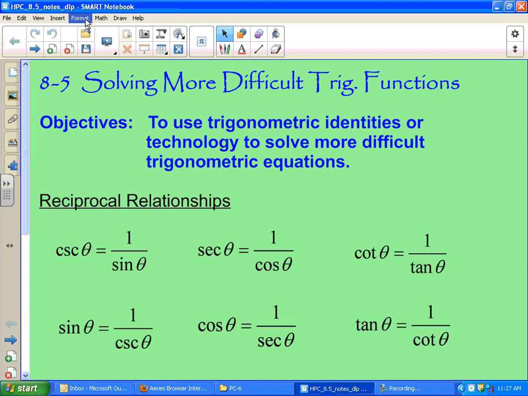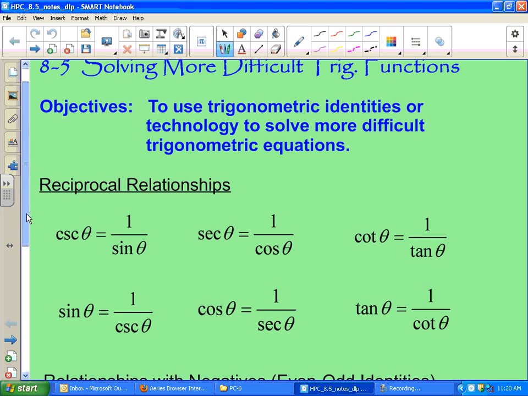For section 8.5, we're going to get back to solving trig functions. We're going to find ourselves with some quadratic style functions in here, and using our properties that we learned from simplifying expressions the last couple sections ago, we're going to see if we can come up with the answers to these things. So these first two slides are just a little highlight review of what we've covered over the last couple sections.